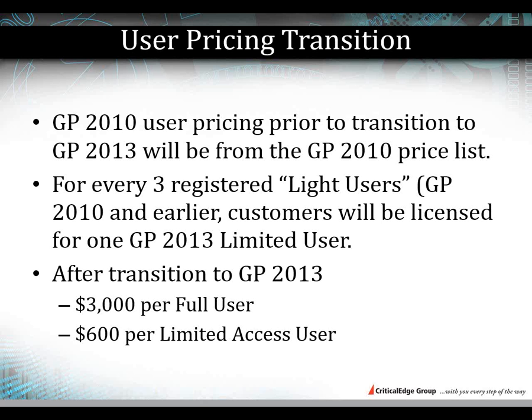If you've purchased light users in the past, then Microsoft's taking every 3 light users and giving you the limited user, the limited access user. And the pricing, starting with GP 2013, once you've transitioned over to that new version and have new registration keys, will be, regardless of whether you have the starter pack or the starter and extender pack, $3,000 per any additional full user, and then $600 per limited access user. I think it's good news, but I'll be interested in hearing your comments during the Q&A session.